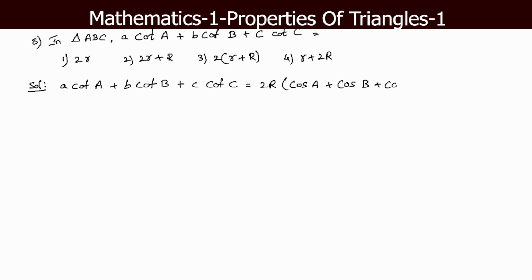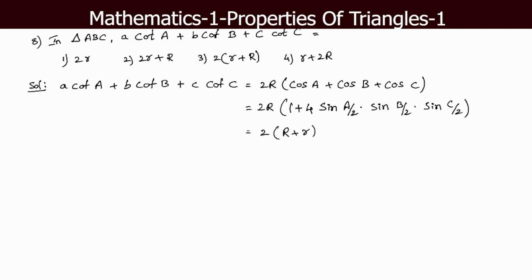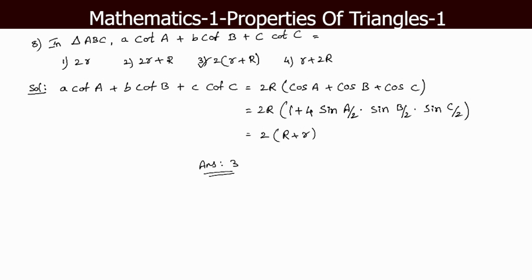So, then this will be A cot A plus B cot B plus C cot C is equal to 2r into cos A plus cos B plus cos C. That is 2r into cos A plus cos B plus cos C, which is 1 plus 4 sin A by 2 sin B by 2 sin C by 2. Because we know, as A plus B plus C is equal to 180, cos A plus cos B plus cos C is 1 plus 4 sin A by 2 sin B by 2 sin C by 2.